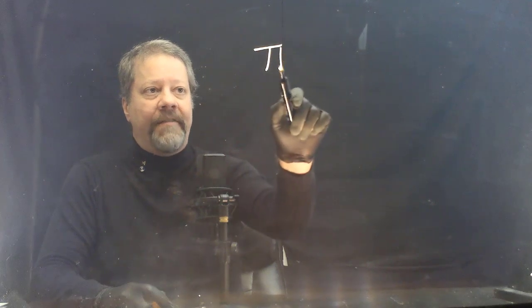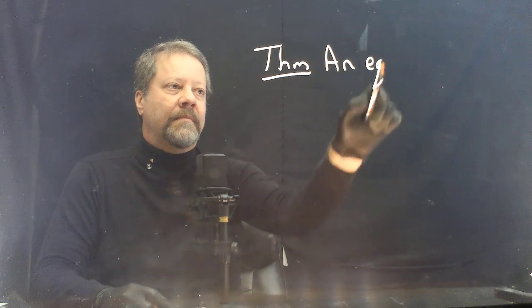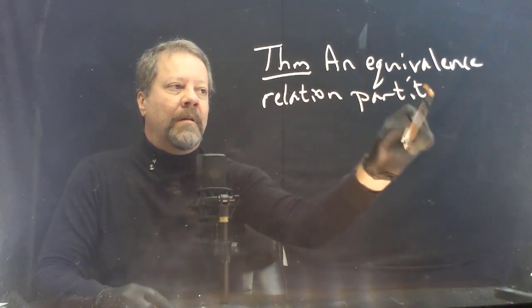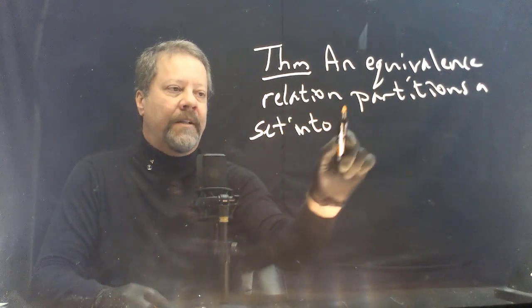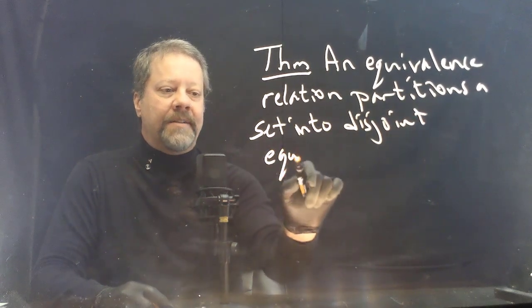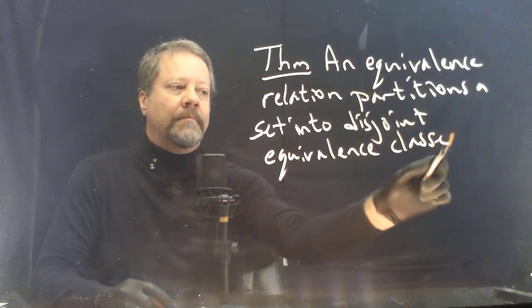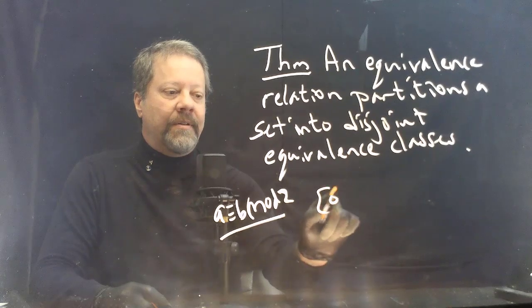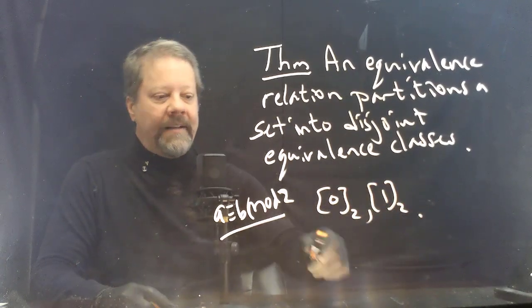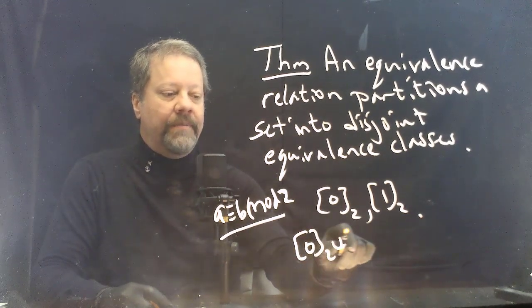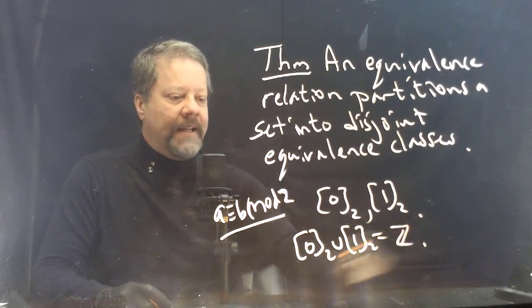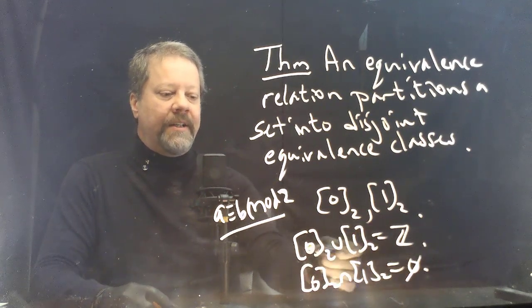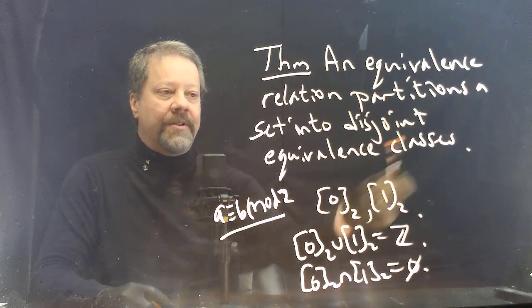Our next theorem states something that we have, in some sense, already observed. An equivalence relation partitions a set into disjoint equivalence classes. We saw this because when we're looking at A is congruent to B mod 2, we saw two equivalence classes. And these contained everything. If you took the union of these two, you get all integers. And yet their intersection is empty. So Z is partitioned into the union of these two equivalence classes, and those equivalence classes are disjoint.